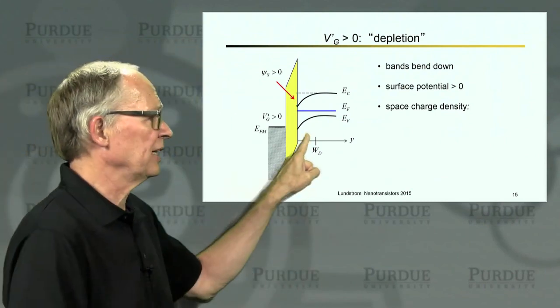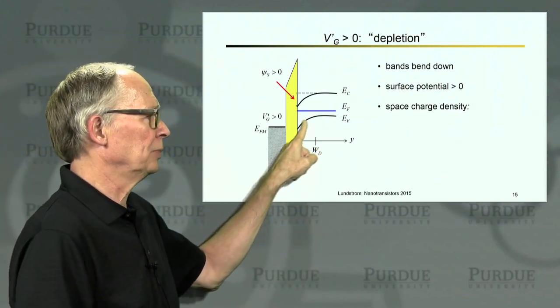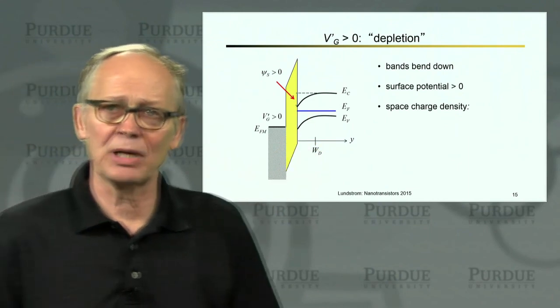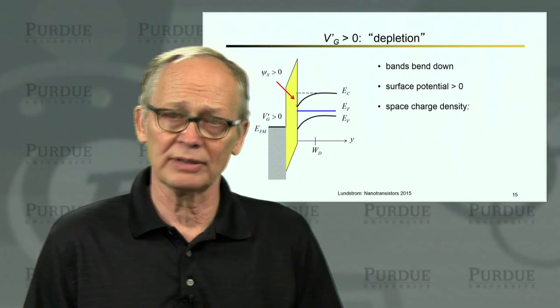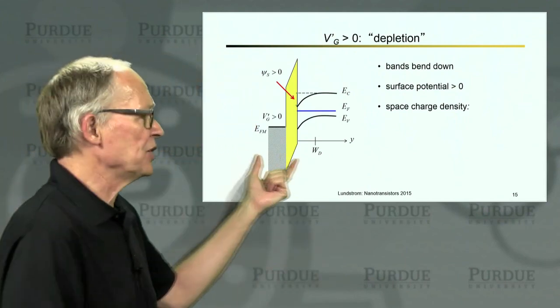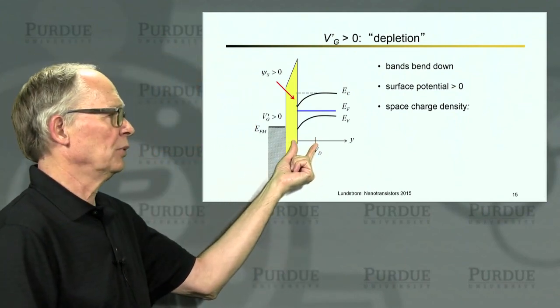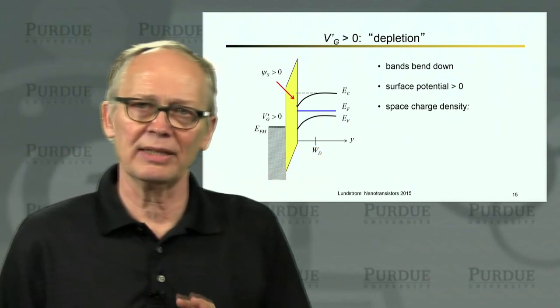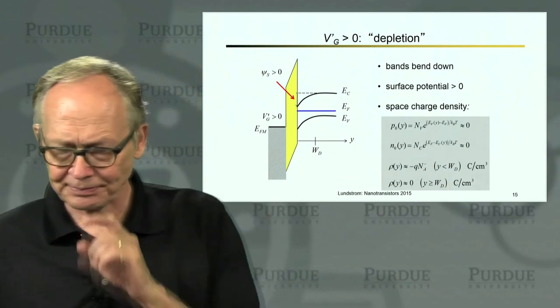Another way that you can see that is that the valence band has been pulled way below the Fermi energy. So it means that there's less and less probability that there are any holes in that region. So that region at y equals 0 to the depth WD, that's our depletion region. It's depleted of these mobile holes.